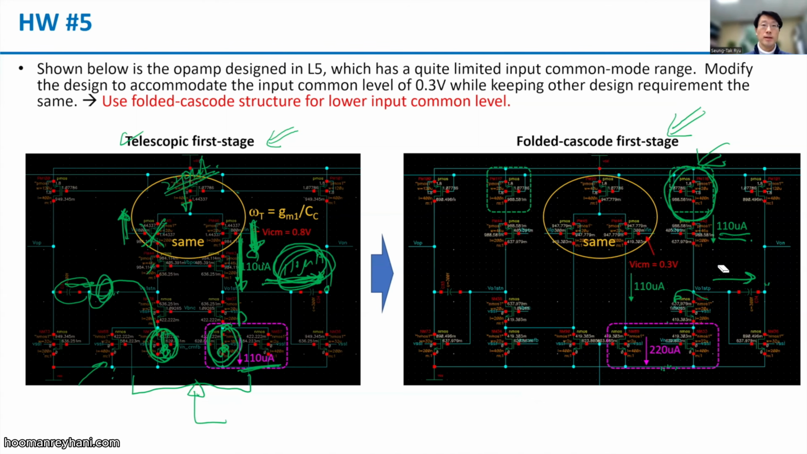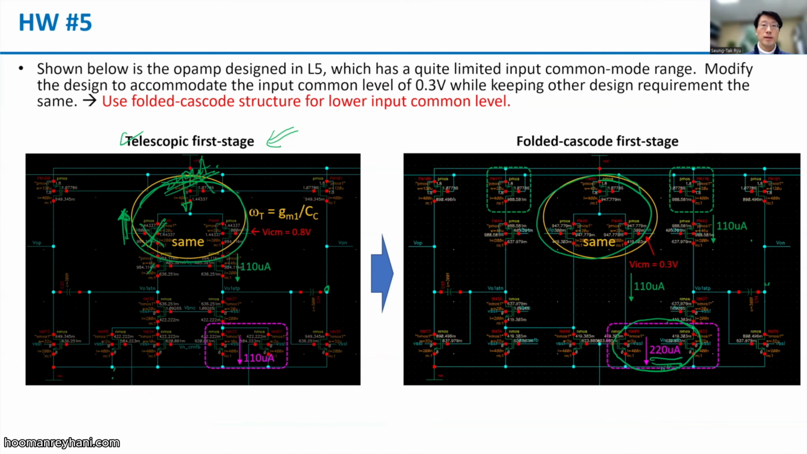Okay, so again, the input stage is actually the same as before. This part is the same, and we need to design this current source to have 220 microampere, while this one was just 110 microampere. Well, we can design the entire current source size here to be twice of this current source, while making the common mode feedback transistor the same, 2 micro.